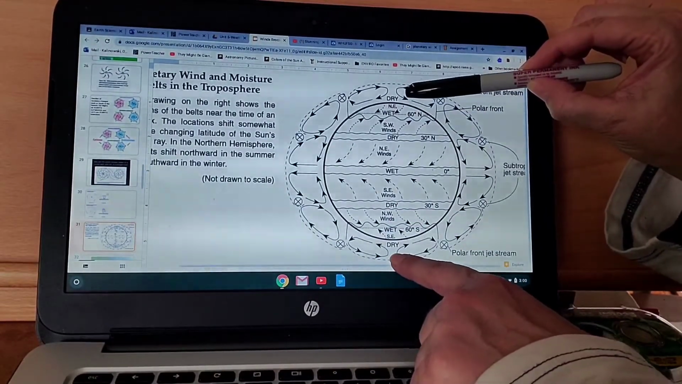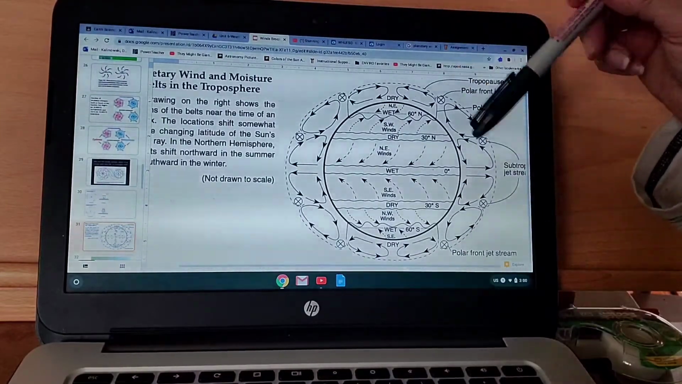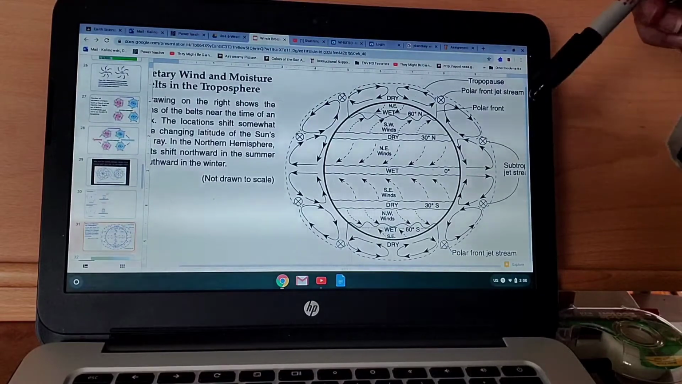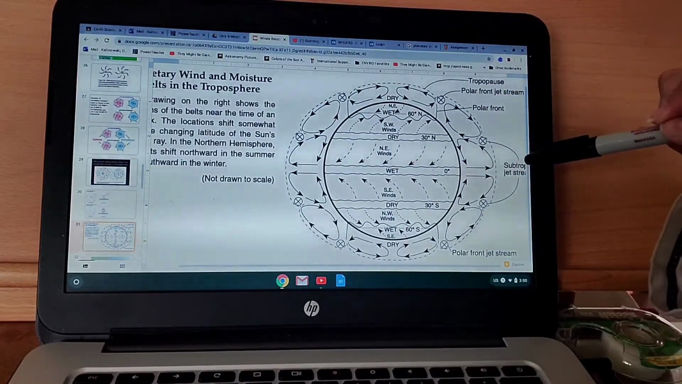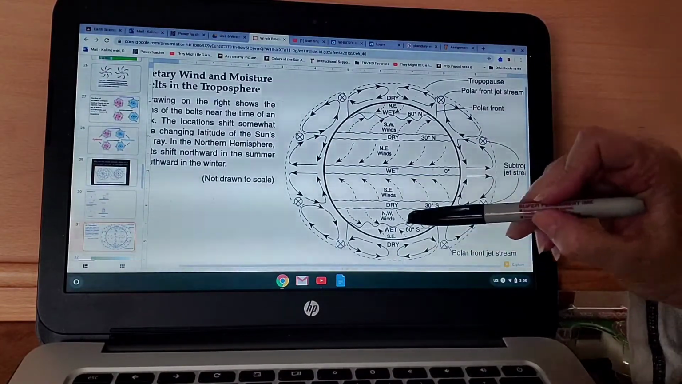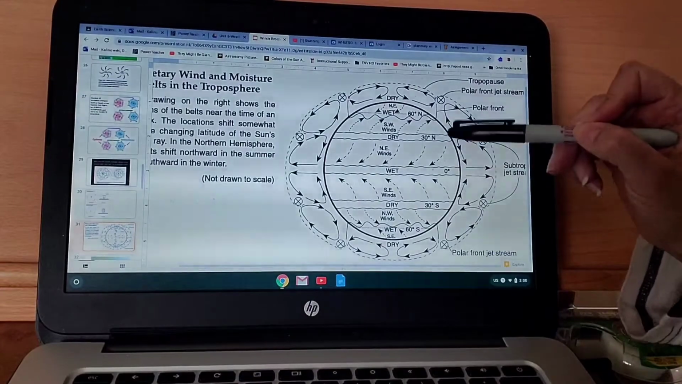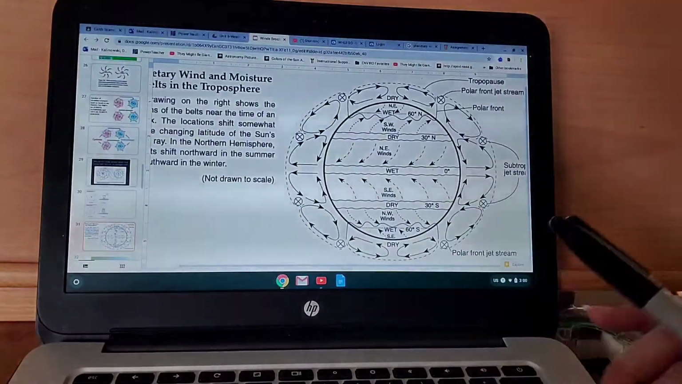Okay? So this can be used with latitude, longitude. They might ask you about altitude. What happens if air is rising? Is it going to be wet or dry? They could ask you about wind direction. It's all right here. Just make sure you go between the latitudes. Okay? That's how to use this chart.